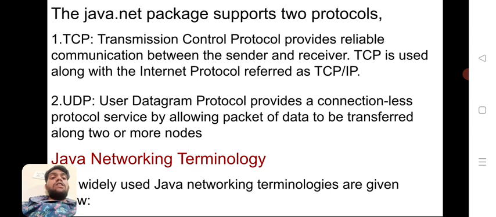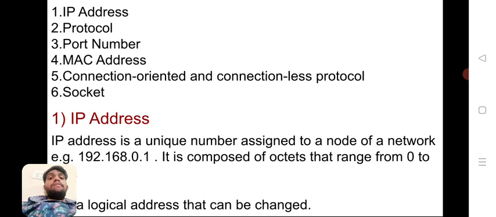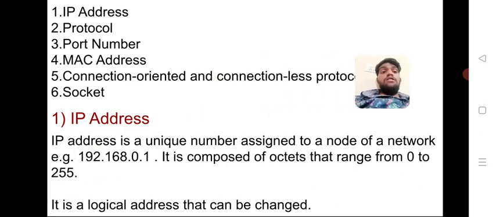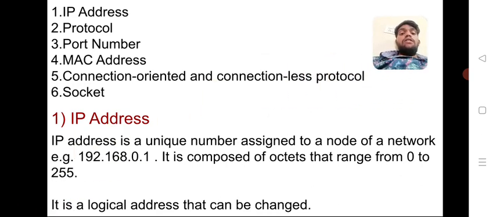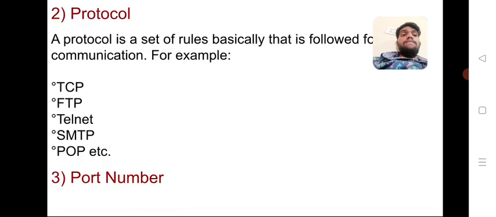Java networking terminology. The terminologies used in Java networking are given below: IP address, protocol, port number, MAC address, connection-oriented and connectionless protocol, and socket. IP address: an IP address is a unique number assigned to a node of a network. Example: 192.168.0.1. It is composed of octets in the range of 0 to 255. It is a logical address and can be changed.